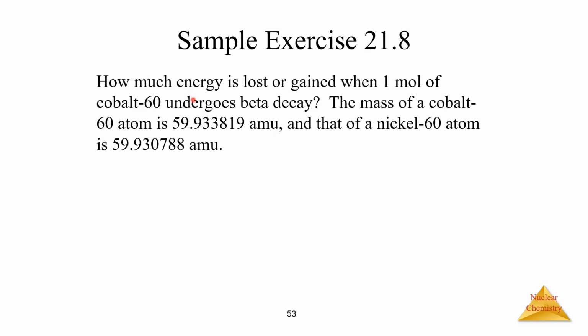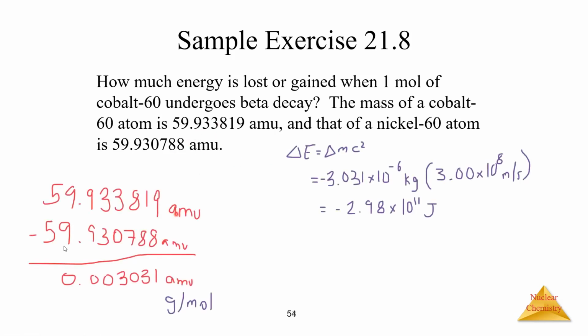So if we look at one more example here, we want to figure out how much energy is lost or gained when 1 mole of cobalt-60 undergoes beta decay. The mass of cobalt-60 is just under 60, 59.933819, and that decays to nickel-60. You can see the mass here decreases slightly. In order to figure out the energy change, we need to get the exact mass loss, so we'll subtract those two.